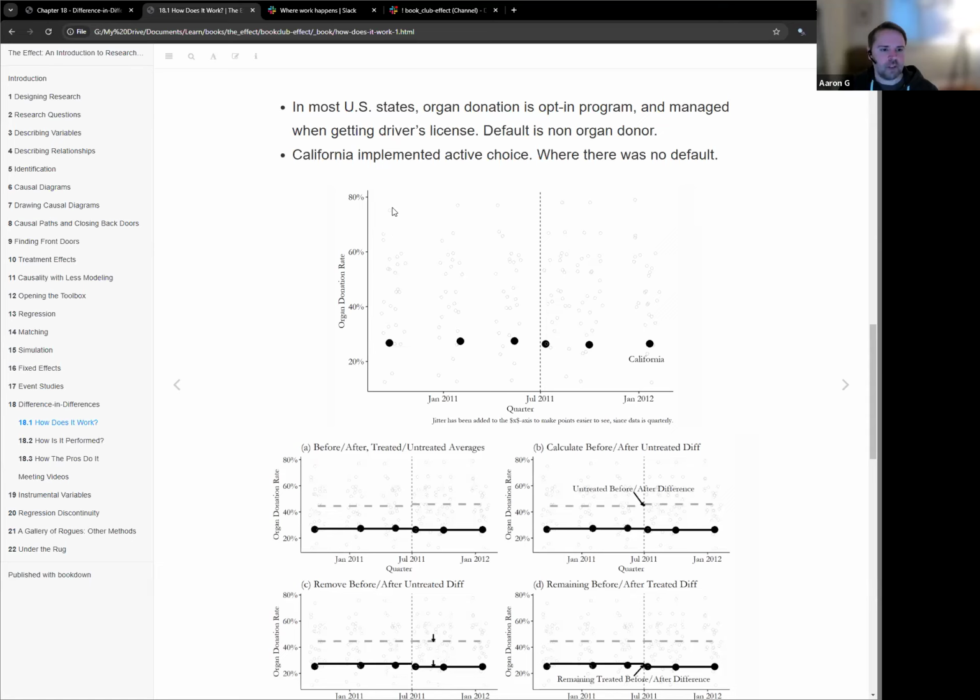This top graph here, the largest one, is basically showing in white dots non-California states, with this vertical line representing when the active choice was implemented in California. And so the black dots would represent California. And just looking at the raw data in California, it looks like the organ donation rate actually went down a little bit.